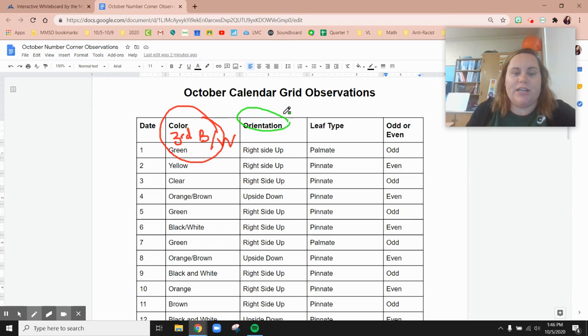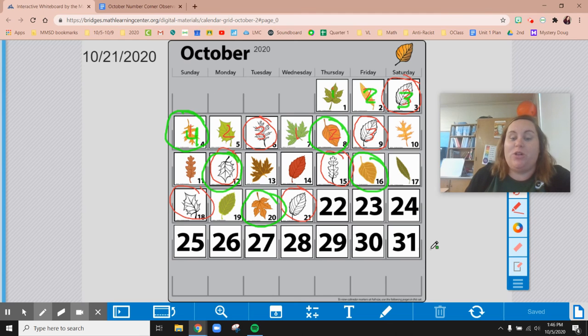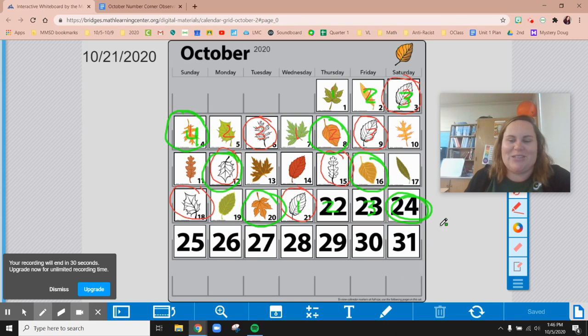So for orientation, it is every fourth leaf, and I'm just going to draw an arrow here, is upside down, which is kind of crazy. So we can predict moving forward, every fourth leaf is going to be upside down. And you can see the pattern right there in our data. So we kind of know some different patterns in our October observation grid. So looking ahead, I know that our next upside down leaf is going to be 4 away from this one. So if I go 1, 2, 3, this Saturday is going to be an upside down leaf. That's pretty cool. I can predict what's coming up next.